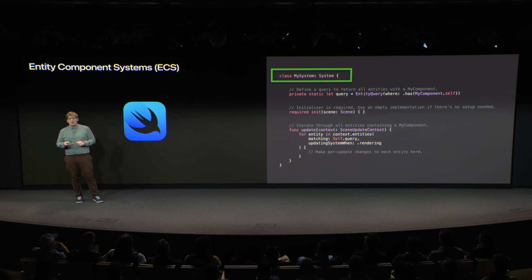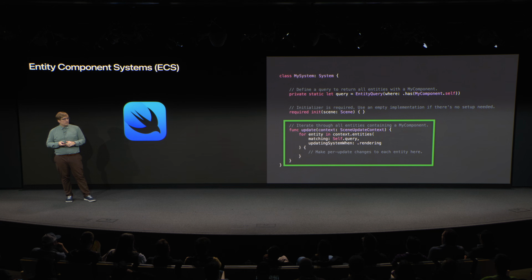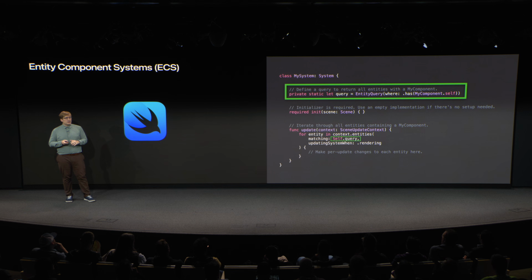Create a system by defining a new Swift class that implements the system protocol. Systems have an update function that is called each frame. This is where you can modify your entities over time. Create queries to search for specific entities, such as all entities that share a specific component. Then each frame, you can use the query to iterate over your desired set of entities.